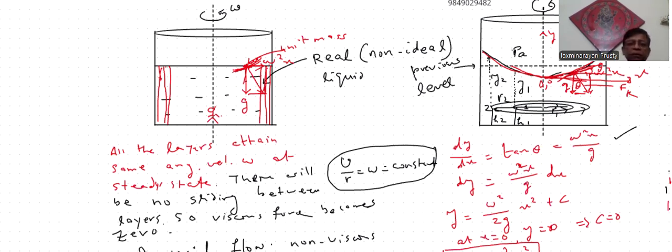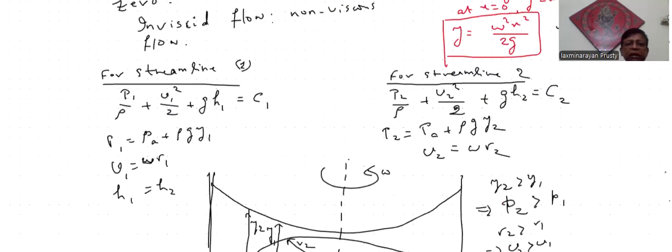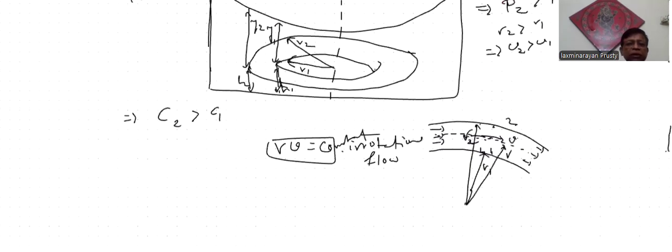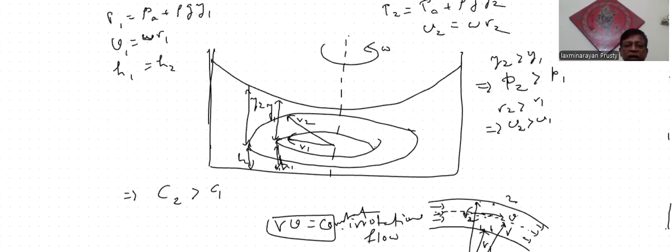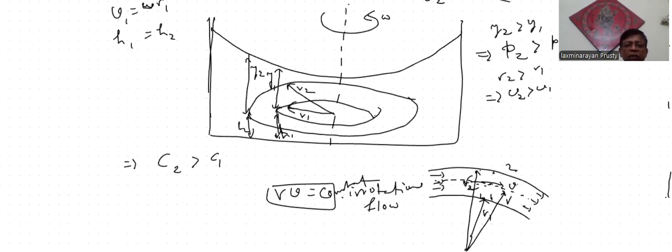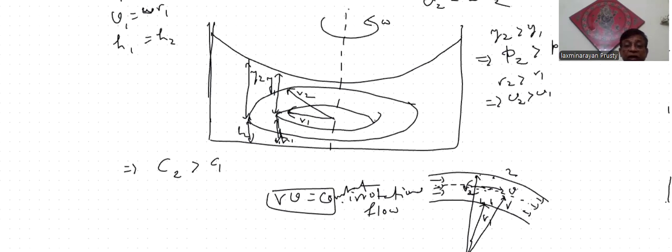But more important, what I want to discuss is that C2 is not the same as C1, and in this rotational flow V by R is constant, VR is not constant, because VR is constant in the irrotational flow while negotiating a bend.